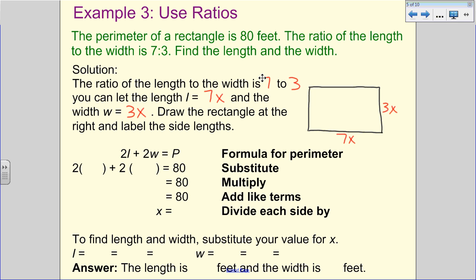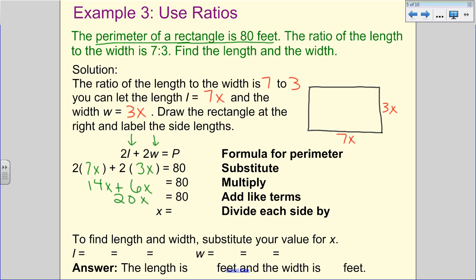We're now going to use the formula for perimeter. Why? Well, because that's the only information we have. Back here at the beginning of the problem, they told me the rectangle has a perimeter of 80 feet. So my formula for perimeter is 2 lengths plus 2 widths. That's what it means. We're adding up the 4 sides. So that means 2 times 7x, 2 times the length, plus 2 times 3x, 2 times the width. So this is going to be 14x when we multiply, and 6x. We need to add like terms, which is 20x.